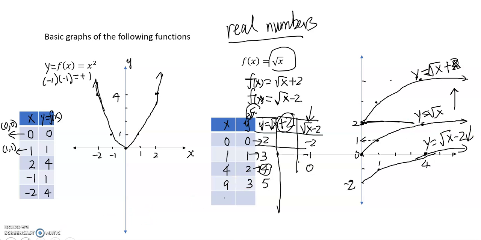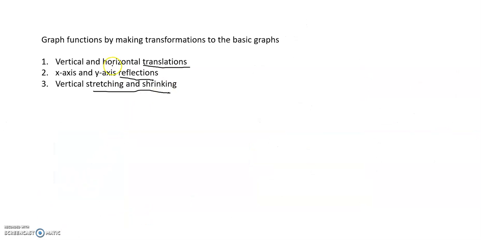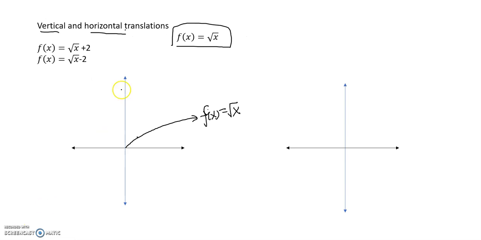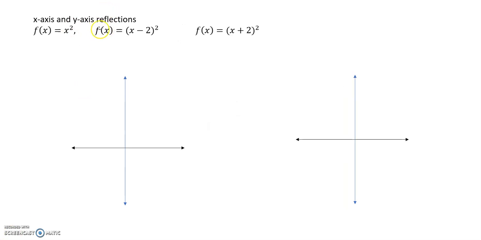So this is the first transformation, which is called translation. All right, now the next one we're going to look at is called reflections. Actually, we also have, I'm going to talk about horizontal translation.